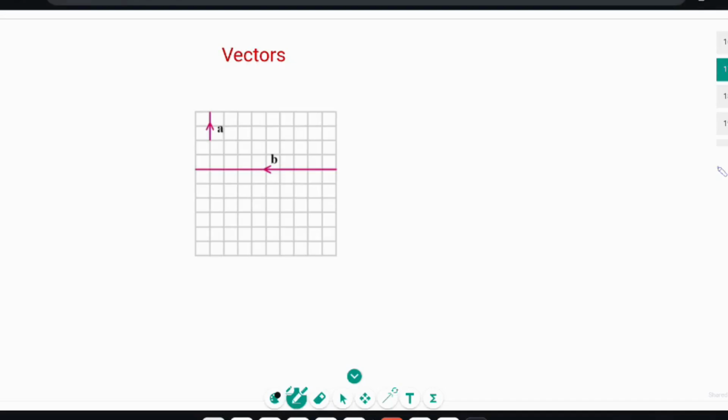In this recording, we will be looking at the topic of vectors. A vector is a way to represent a movement between two places. We visualise vectors by using straight lines with arrows on.